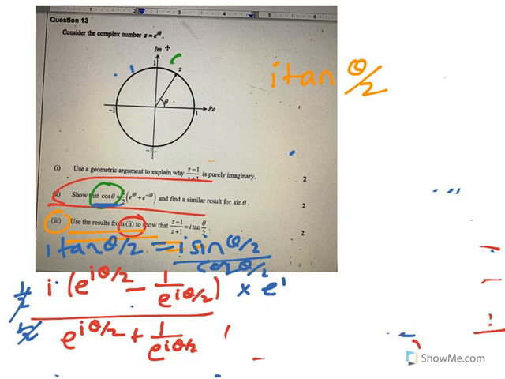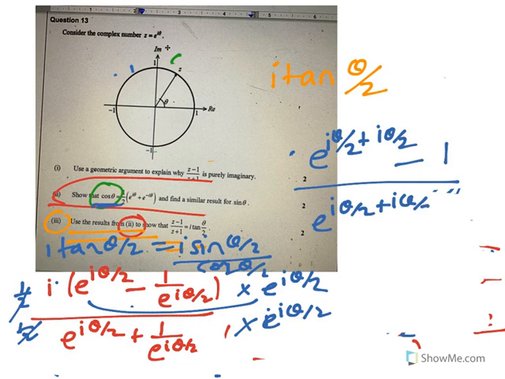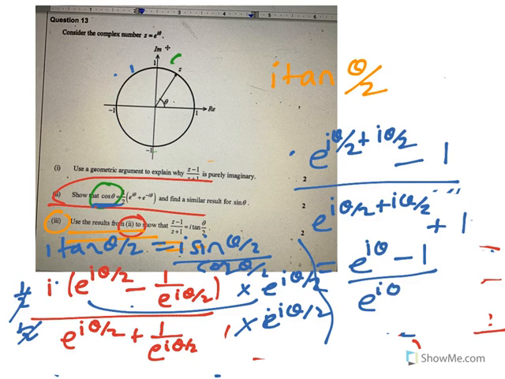So if I multiply this by e to the i theta on 2 and that one by e to the i theta on 2, when you multiply these two things together, you get e to the i theta on 2 plus i theta on 2 minus 1 over e to the i theta on 2 plus i theta on 2 plus 1, which gives you e to the i theta minus 1 over e to the i theta plus 1. But e to the i theta is z, so it's z minus 1 over z plus 1. And that's how you could do it using the rule, which is what it said.